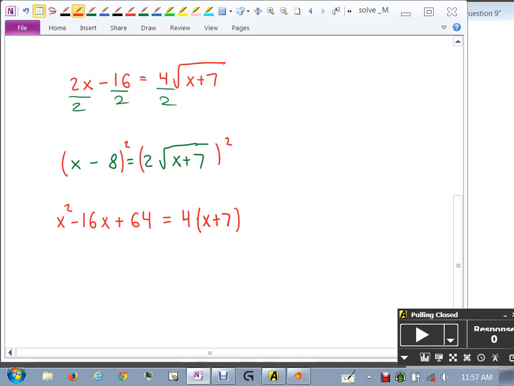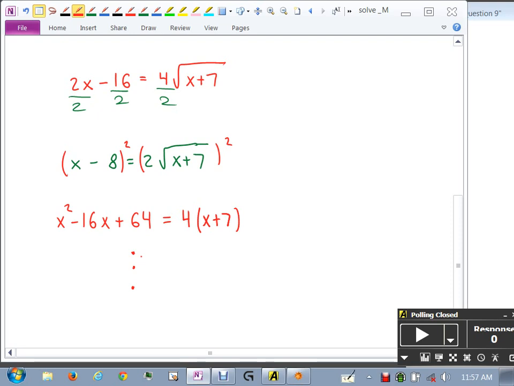Quadratic equation. And now in this class, at this point, because we've gotten it down to a quadratic equation, right? You would distribute the 4 through, you move everything to one side, and then either factor or use quadratic formula.